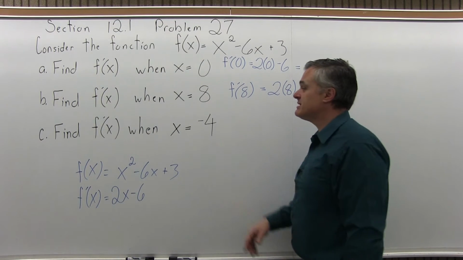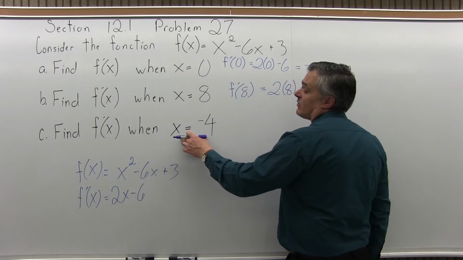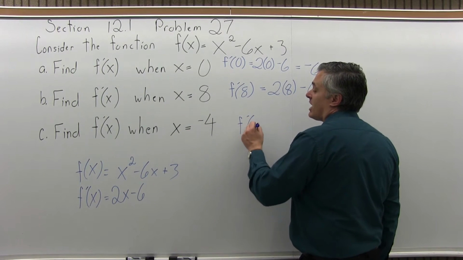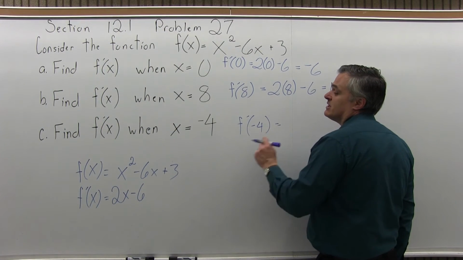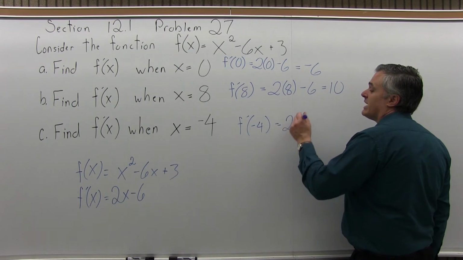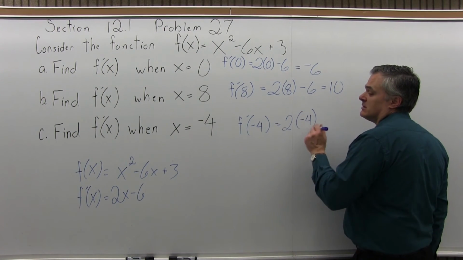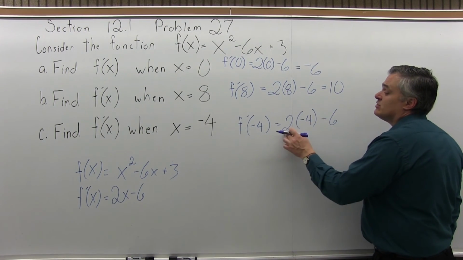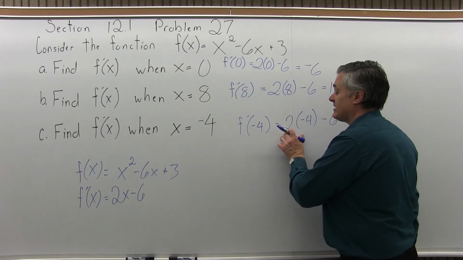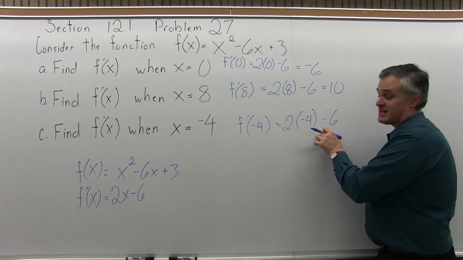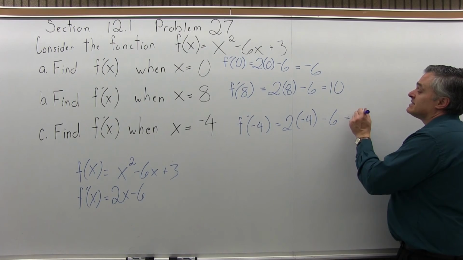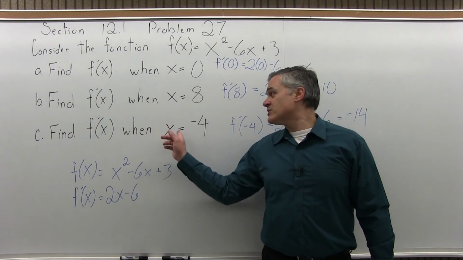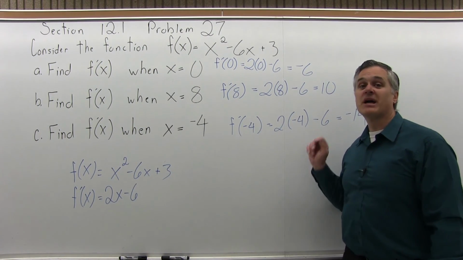And finally, part C, find f prime of x when x is negative 4. Pay attention to the negative. So f prime of negative 4 is 2 times x becomes 2 times negative 4. And then you have a minus 6. So 2 times negative 4 is negative 8. So I have negative 8 minus 6. Negative 8 minus 6 is negative 14. So the answer for part C, f prime of x when x is negative 4 is minus 14.